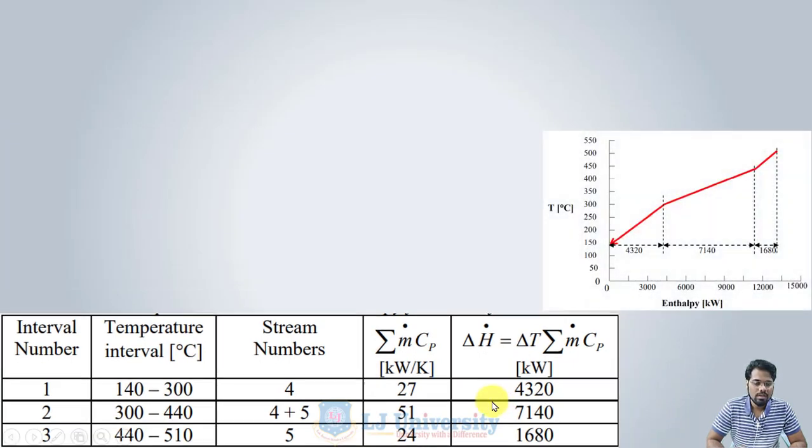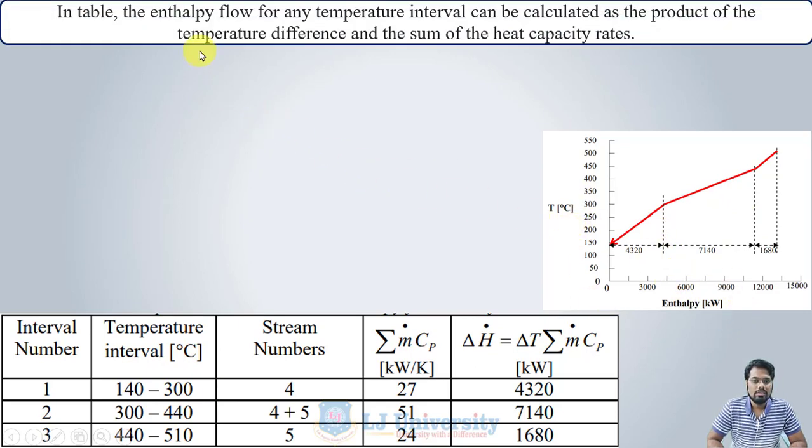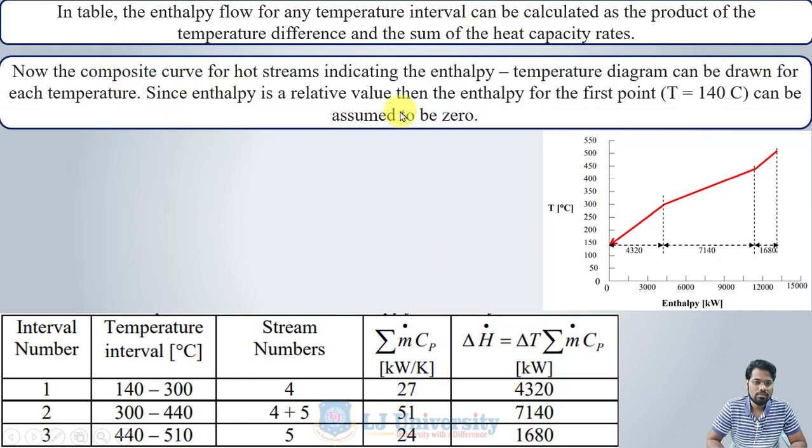Now from these values of enthalpy and temperature, we can generate the temperature versus enthalpy graph. In the table, the enthalpy flow for any temperature interval can be calculated as the product of the temperature difference and the sum of the heat capacity rates. Now the composite curve for the hot stream, the enthalpy temperature diagram, can be drawn for each temperature. Since enthalpy is a relative value, the enthalpy for the first point can be assumed to be 0. So for the first point, let us assume the enthalpy is 0.